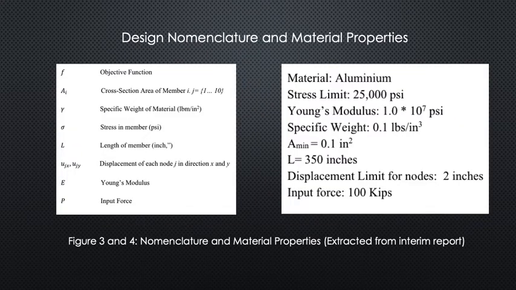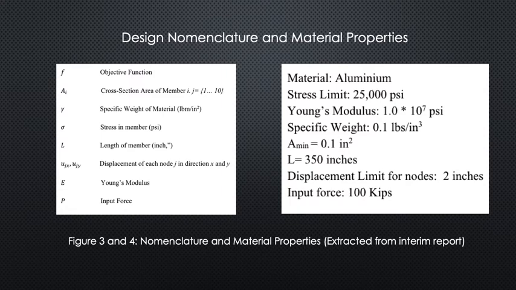And here are some design nomenclature and the material properties. So f is just the objective function, A is the area, and lambda is the specific weight of the material, and sigma is the strength of the member, and so on. You can find it in my final report. I'm going to include it anyway.